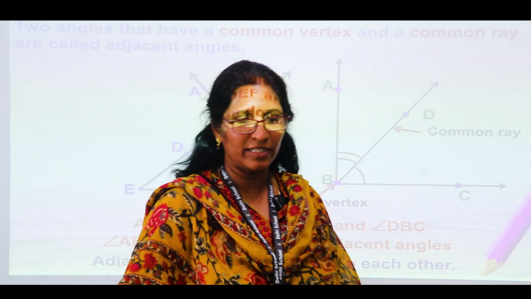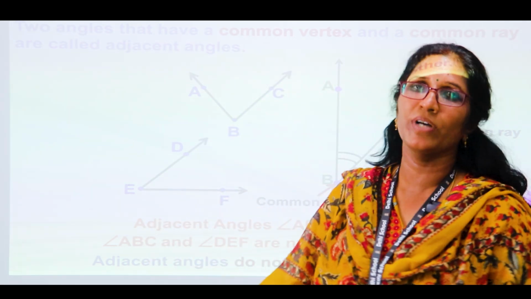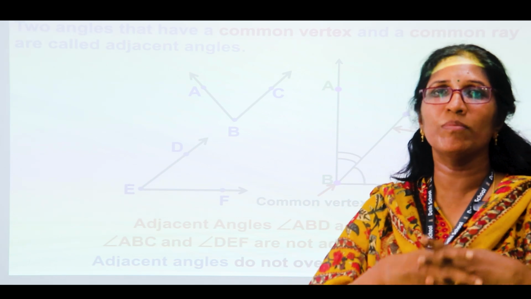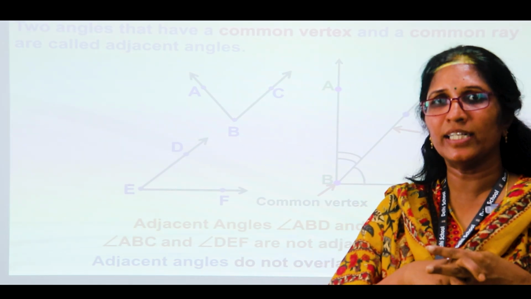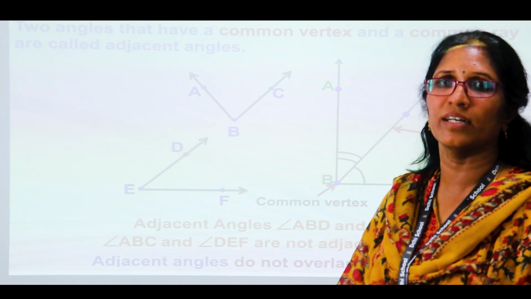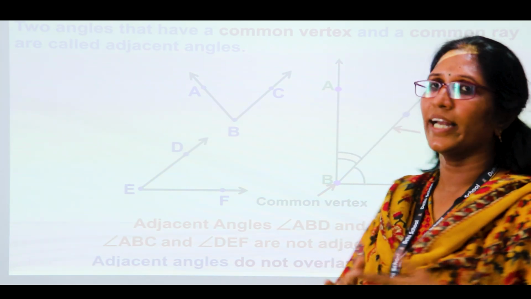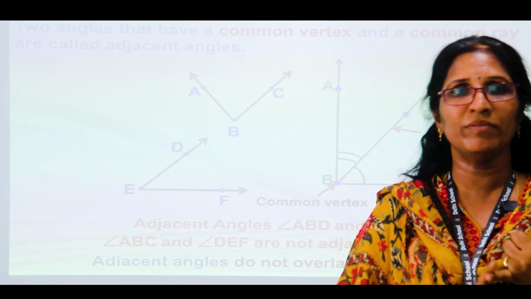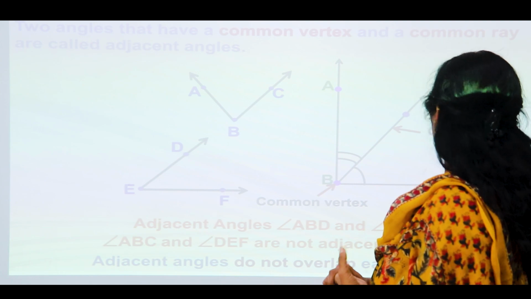Next, when we pair two angles together, we can form more pairs of angles. So let us learn what those pairs of angles are. The first one is the adjacent angles. Adjacent angles means two angles having a common vertex and a common ray.